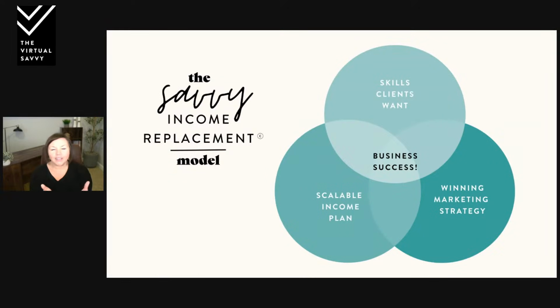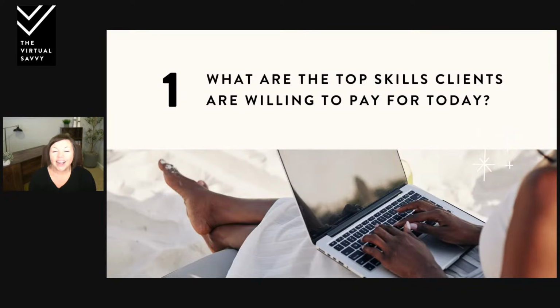This all comes together in our Savvy income replacement model. Essentially, we show you the skills that clients want. You have to have a scalable income plan, right? You could have the skills, but if the plan doesn't make sense in a way that you can actually scale it, it's not going to lead to business success. And then you have to have a winning marketing strategy. And those are the 3 things that we're going to cover in today's training, okay?